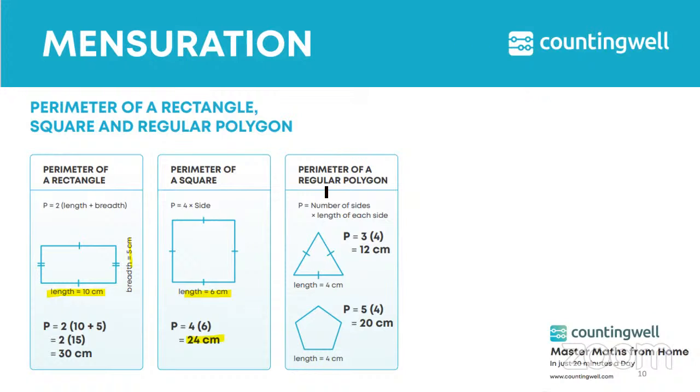Next, we have perimeter of a regular polygon. Regular polygon has all the sides equal and all the angles equal. But whenever we are dealing with perimeter, we are dealing with the lengths of its sides. So perimeter is nothing but number of sides multiplied by length of each side. So here we have an equilateral triangle having length of each side as 4 centimeter. So perimeter will be 3 times 4, which is 12 centimeter. Next, we have one pentagon having length of each side as 4 centimeter. So we have 5 into 4, which is 20 centimeter.